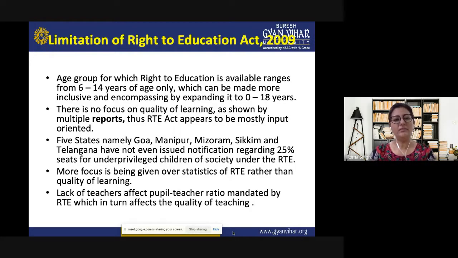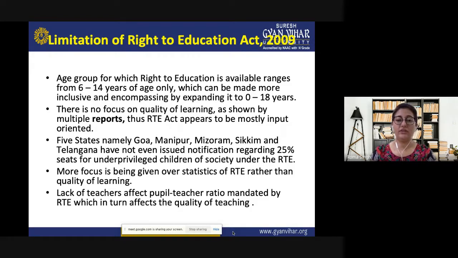There are certain limitations also to the Right to Education Act 2009, and which are: the age group for which the right to education is available ranges only from 6 to 14 years of age, and this can be made more inclusive and encompassing by expanding it to 0 to 18 years. So the demand for this is also going on. There is no focus on quality of learning, as it has been researched and presented in various reports. Thus, the RTE Act appears to be mostly input oriented.